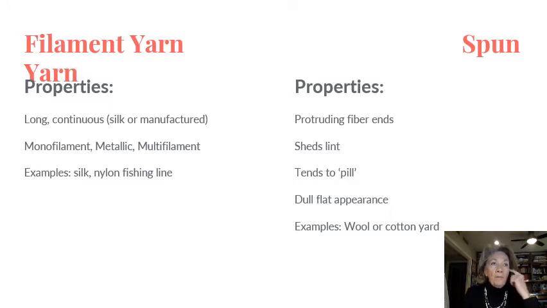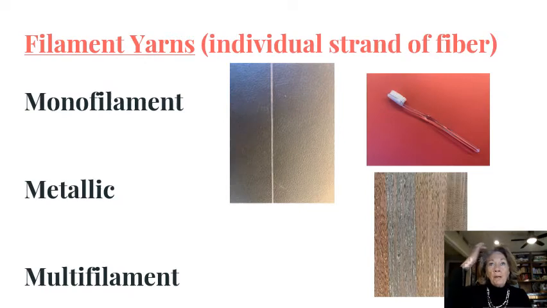It can be monofilament, meaning just one line. It can be metallic. It can be multi-filament with several pieces of filament put together. Examples of that would be silk and nylon fishing line. I've got a few pictures that show that. Monofilament nylon was originally created for the fibers on toothbrushes. Those are just a collection of a bunch of pieces of nylon filament. You can actually feel that on your toothbrush. You can look at the individual filaments there.